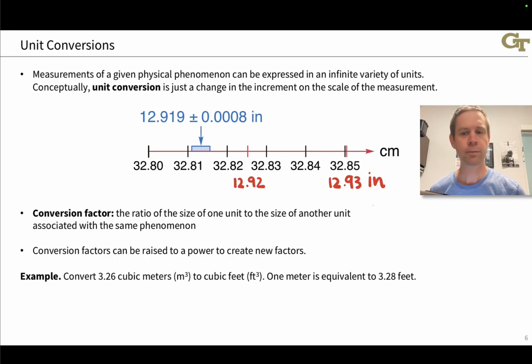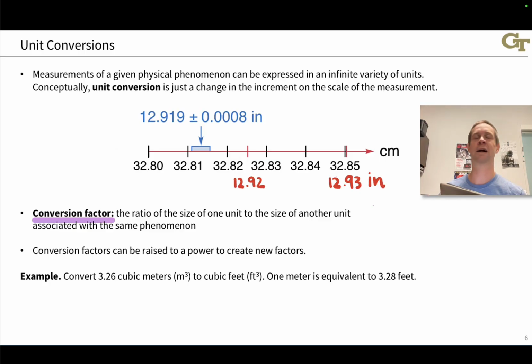To mathematically convert from one unit to another, we have to make use of what are called conversion factors. All a conversion factor is, is a ratio of the size of the increment of one unit to the size of the increment of another unit associated with the same phenomenon. And actually that last bit is important. If you're looking at a quantity that has units that are a ratio of two other units, and those units don't refer to the same phenomenon, that actually gives you physical information. So something like a speed, meters per second, is not a conversion factor. That is an actual physical quantity that gives you interesting physical insight into some situation, right?